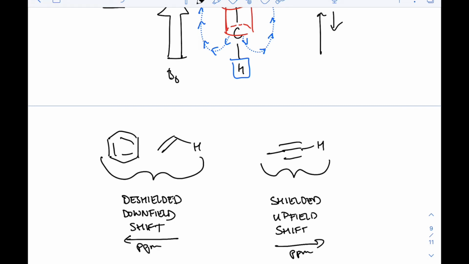And that's pretty much it when it comes to the shielding and de-shielding explanation of aromatic protons and alkenes and alkynes.